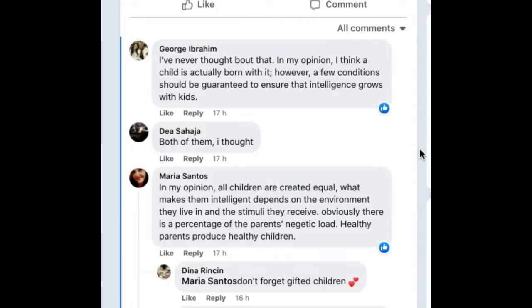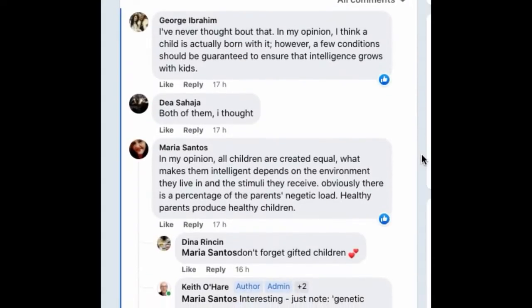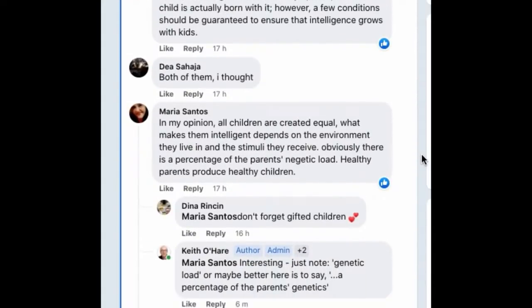Maybe it is both, right? You've got the old idea of nature, something you're born with, or nurture, something we create. Maria says, in my opinion, all children are created equal. What makes them intelligent depends on the environment they live in and the stimuli they receive. Nice words, environment and stimuli.